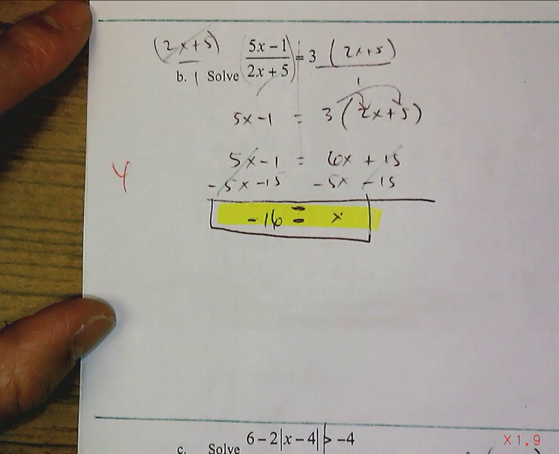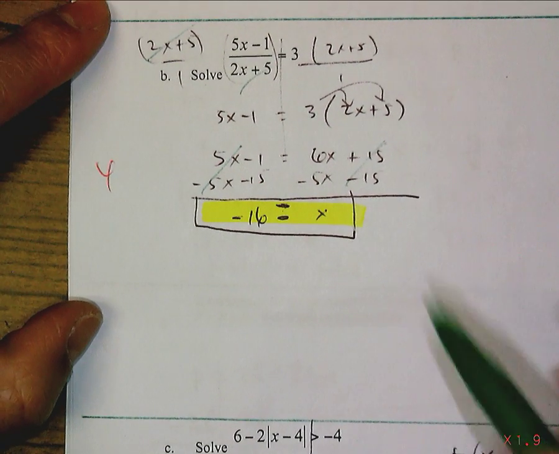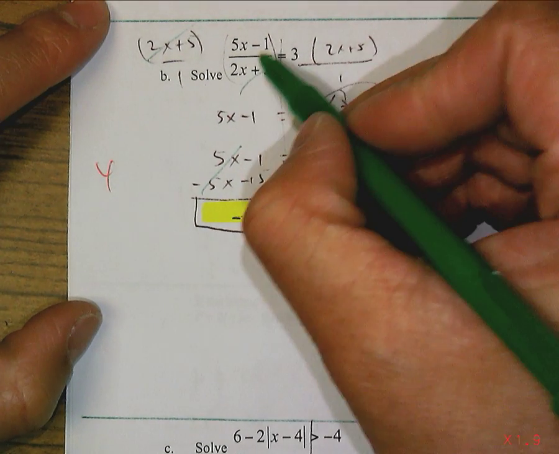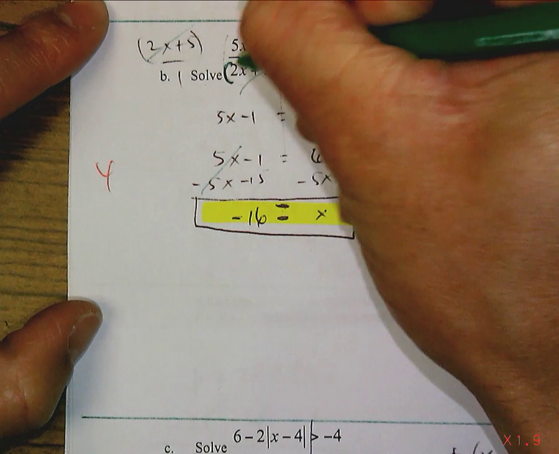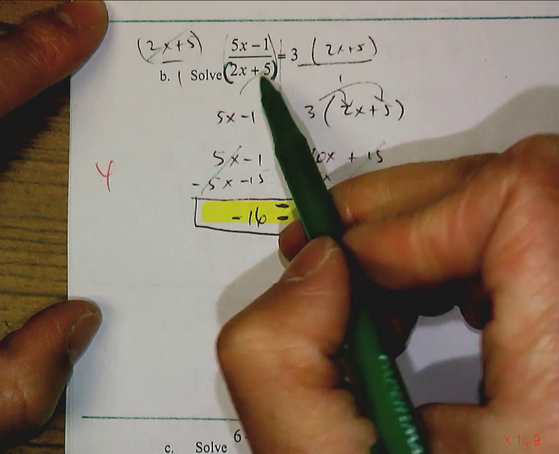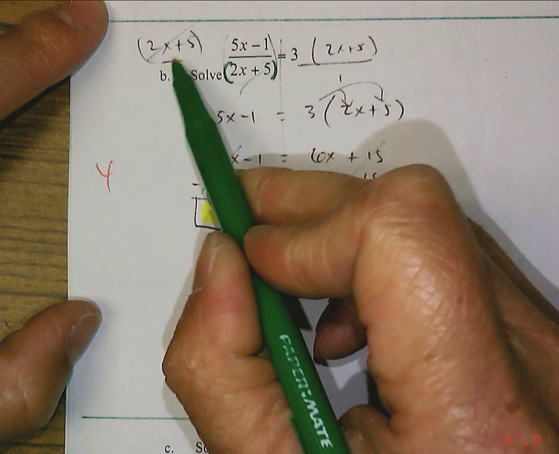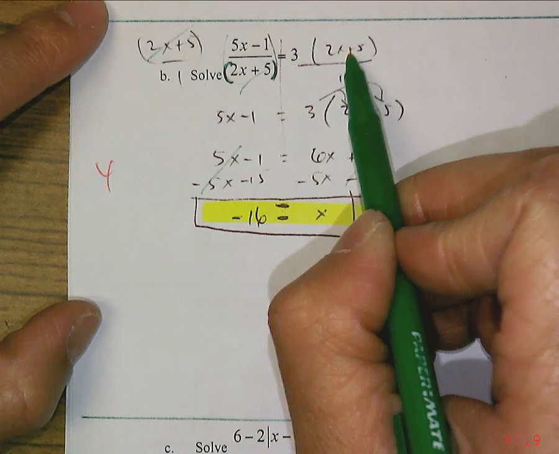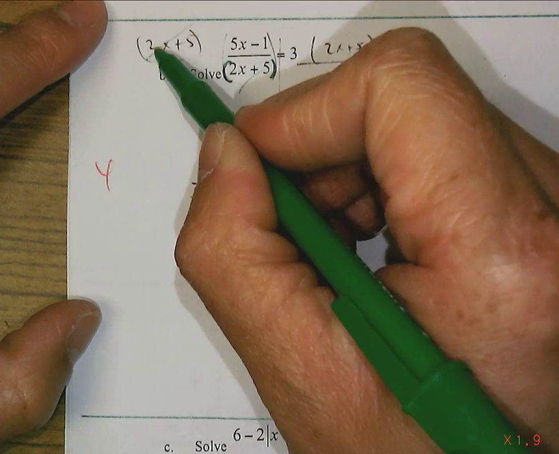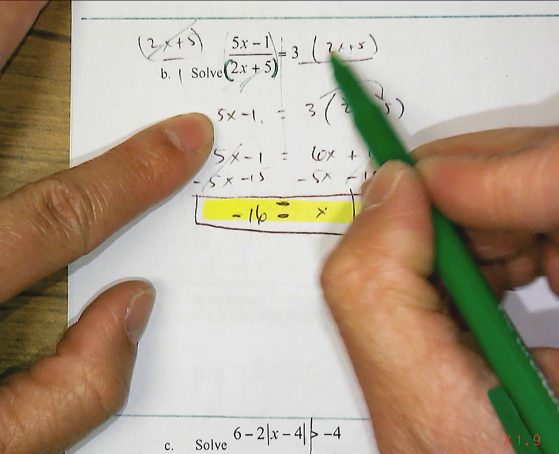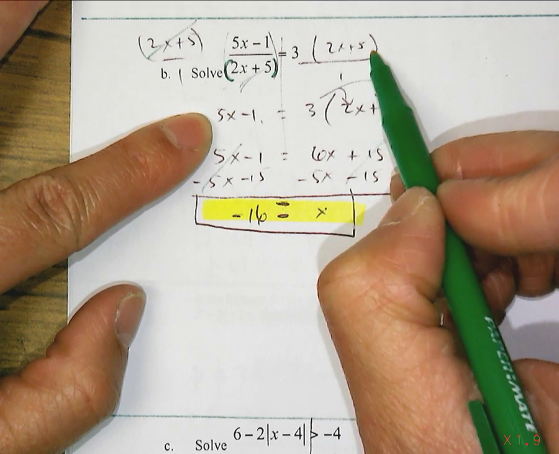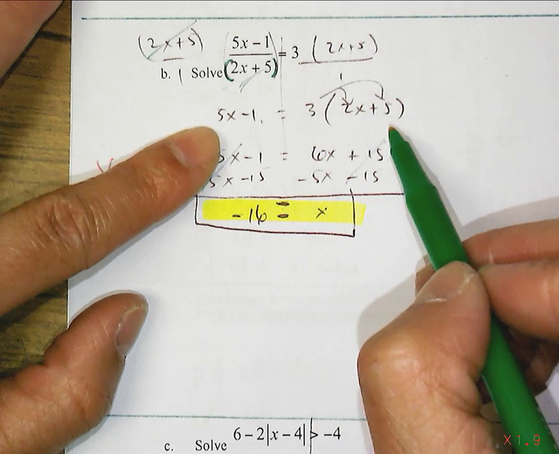Question 5b. Notice I have in the denominator 2x plus 5. So you can just put parentheses around that. Think of it as a fraction. I want to get rid of this one here. I'll multiply both sides by 2x plus 5. When you do that, these will cancel. And you're only left with the 5x minus 1. And here I have 3 times the quantity 2x plus 5. Don't forget to distribute, and then you can solve.